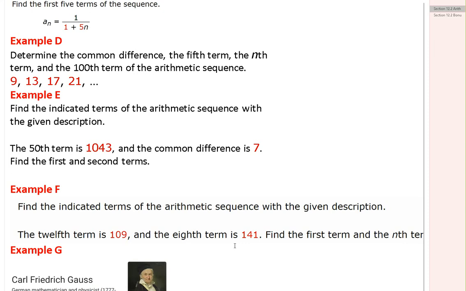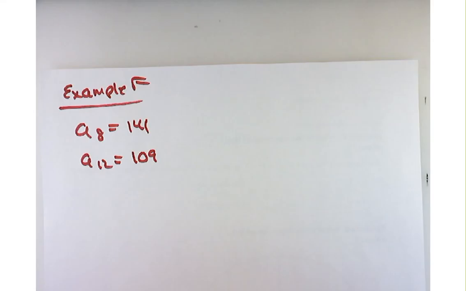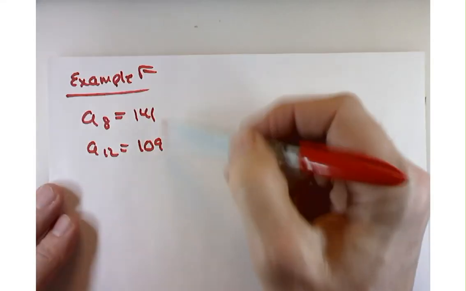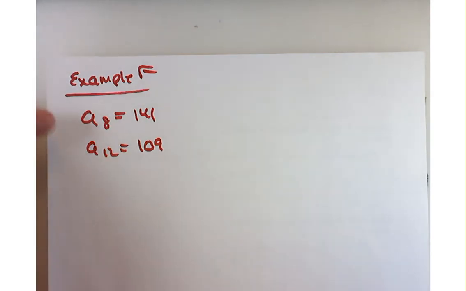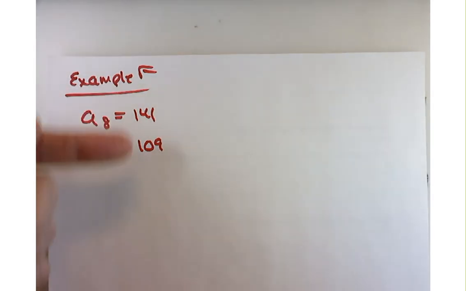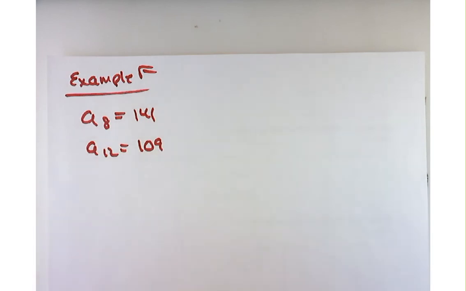A sub 8 is 141. A sub 12 is 109. That does tell me something about D. The value of D has to be a little different than what we've seen so far. It's negative, because as you add more and more, you're getting a lower number. So D has to be negative. Keep that in mind.